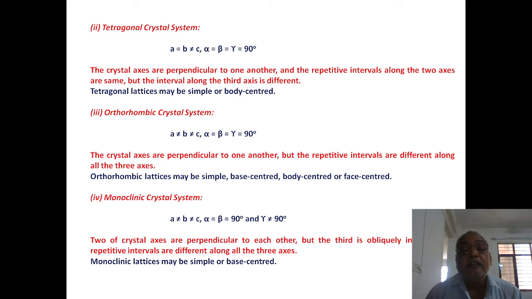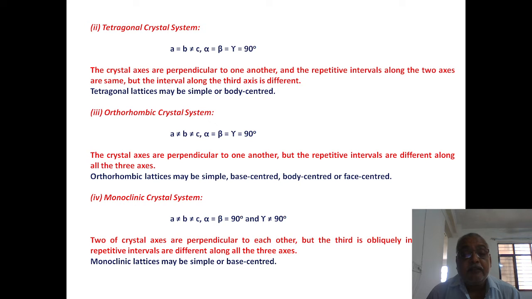टेट्रागोनल क्रिस्टल सिस्टम में a = b but not equal to c. अल्फा = बीटा = गामा = 90 degree. And the crystal axes are perpendicular to one another. The repetitive intervals along 2 axes are the same, but the interval along the third axis is different. ये कहाँ पाया जा सकता है? सिंपल टाइप ऑफ क्रिस्टल में या बॉडी सेंटर्ड क्रिस्टल में.